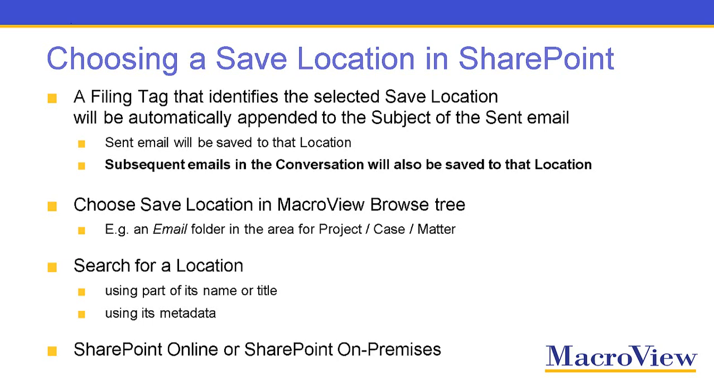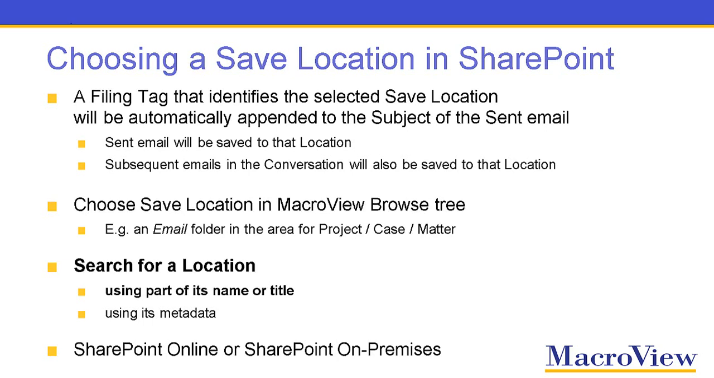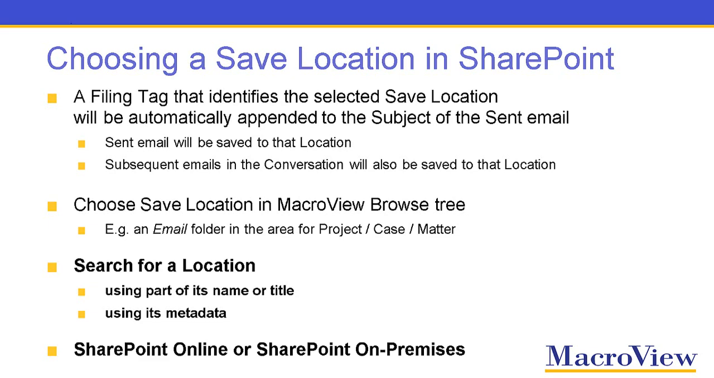You can choose the saved location in the MacroView Browse tree. For example, the email folder in the area for a project, or a case, or a matter. You can also search for a location using part of its name or title, or using its metadata. And this applies to both SharePoint Online and SharePoint On-Premises.